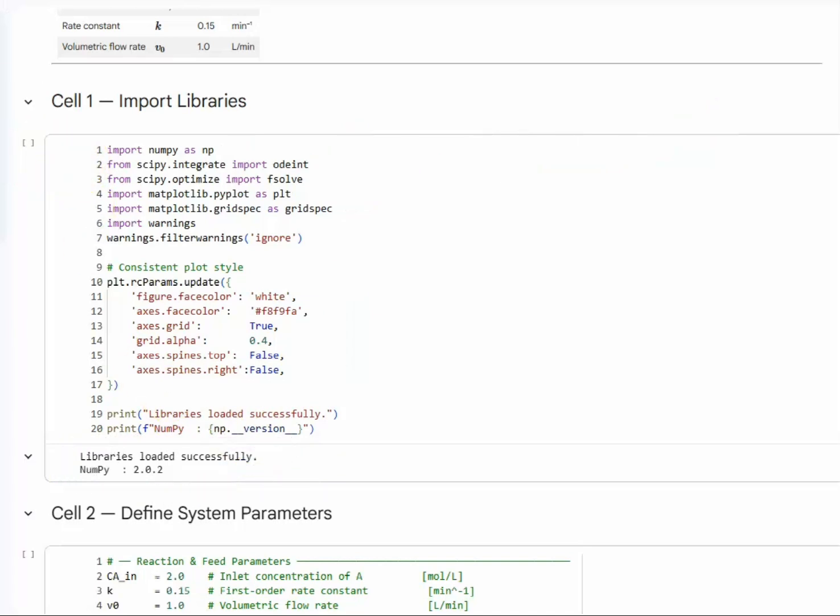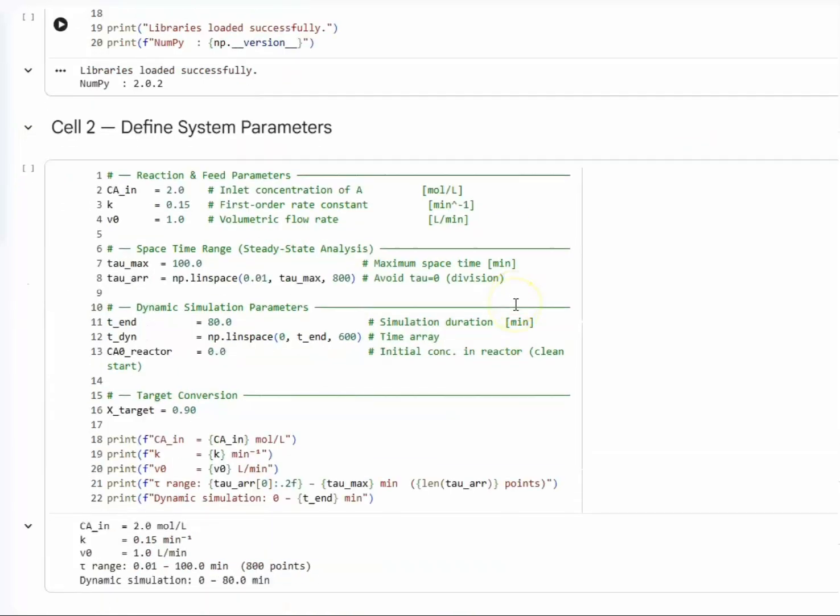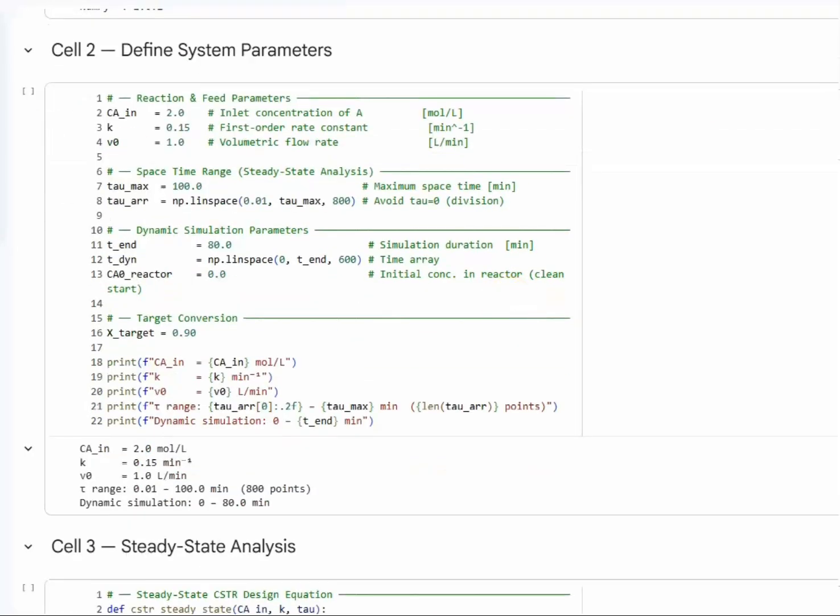Now cell 2 defines everything we need for the steady state analysis. Ca in is 2 moles per liter, the feed concentration entering the reactor. k is 0.15 inverse minutes, the first order rate constant. Same value as the batch reactor, so we can compare them directly. V0 is 1.0 liter per minute, the volumetric flow rate.